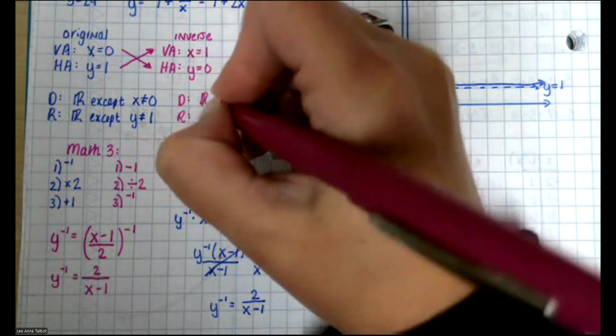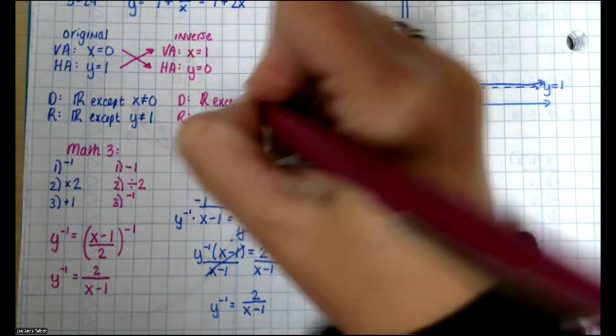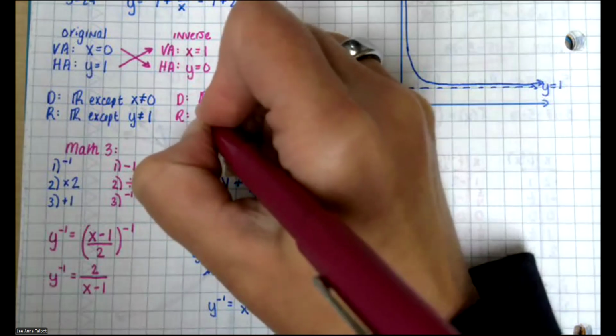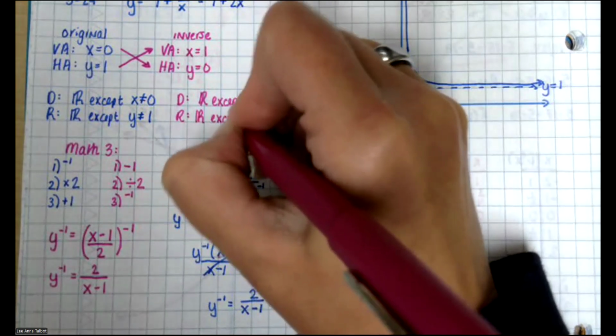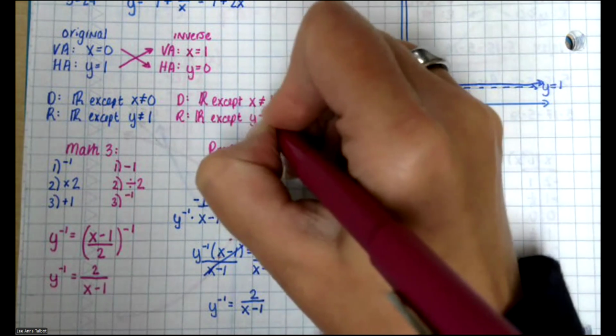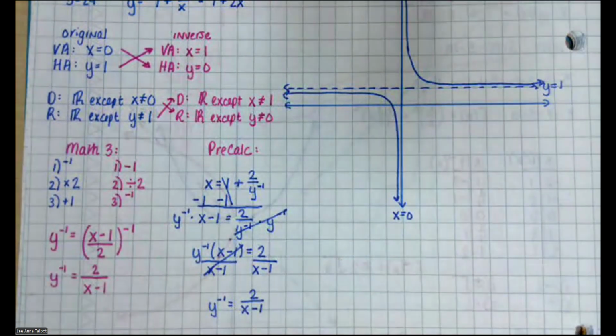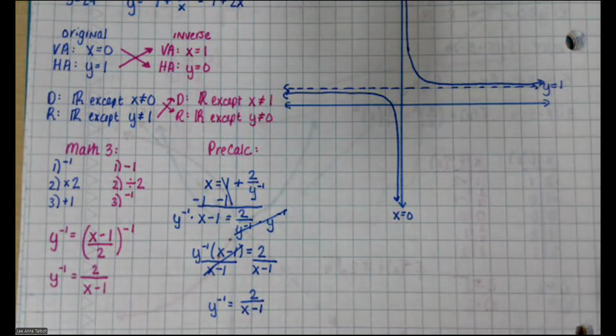Domain, all reals except x will not be 1. Range is all reals except y can't be 0. Okay.